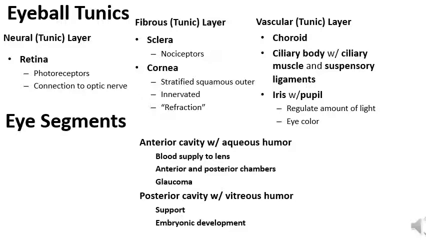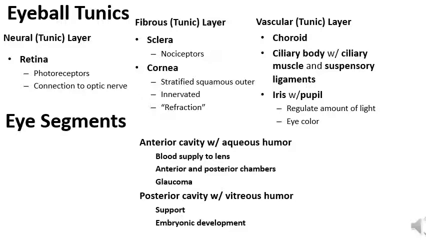Just inside of the fibrous layer is our vascular layer, which consists of the choroid, which consists of a dense amount of blood vessels that provide oxygen and nutrients to the cells of the eye, a ciliary body, which consists of a number of ciliary muscles and suspensory ligaments that hold the lens in place, and then the iris, the colored portion of the eye, including the opening or the aperture called the pupil.